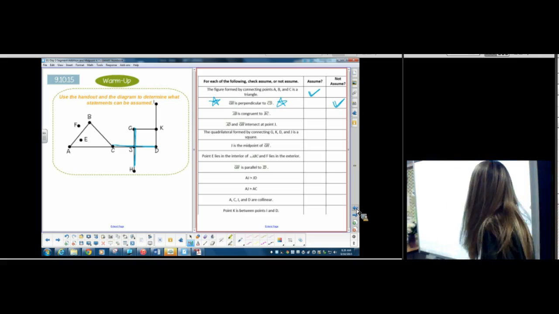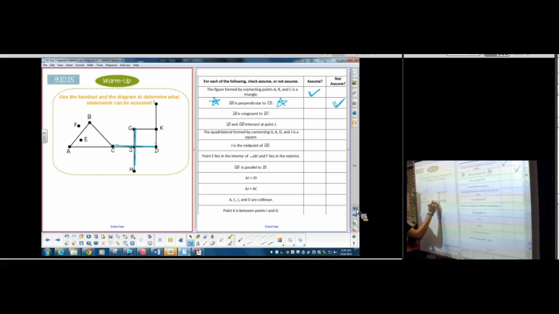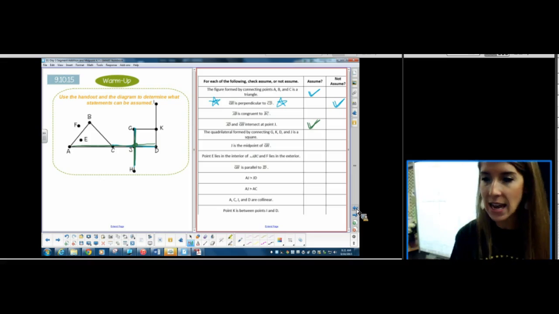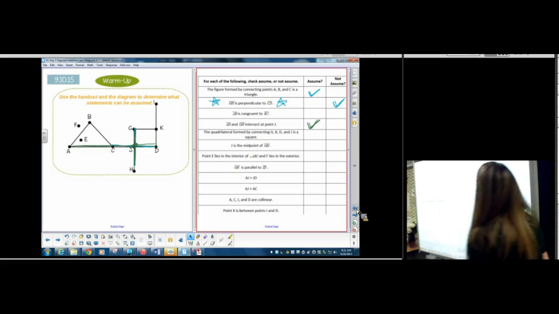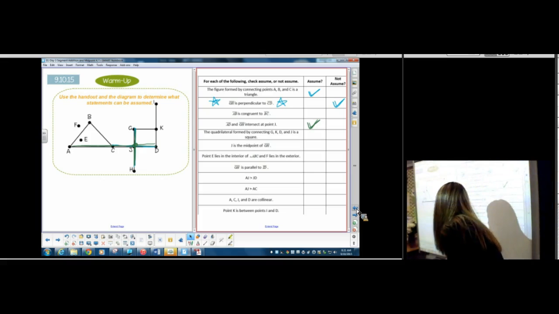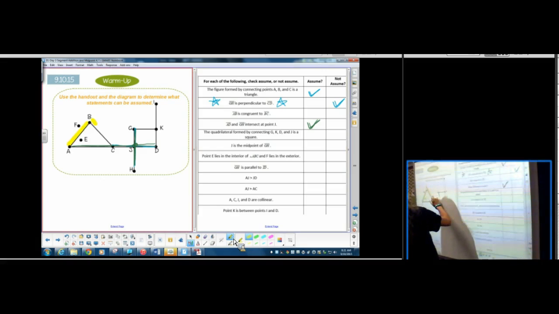Next one says, AD and GH intersect at point J. Oh, I skipped one, guys. I'm sorry. We can assume things intersect. That's on the part of what we can assume. I totally skipped one. Let's go back. Segment AB is congruent to segment BC.